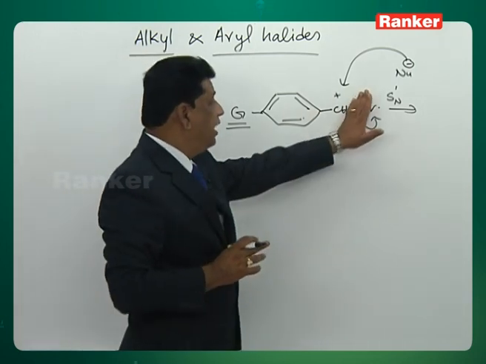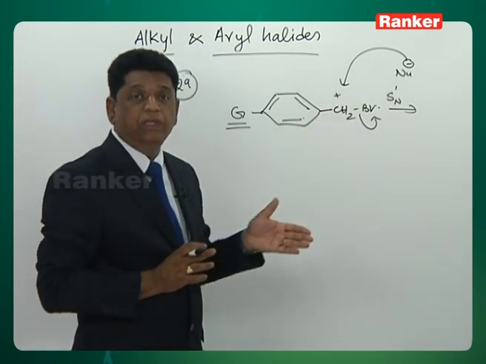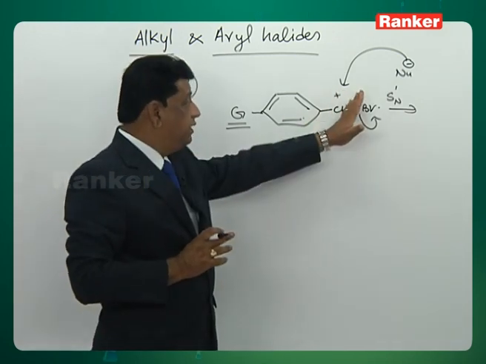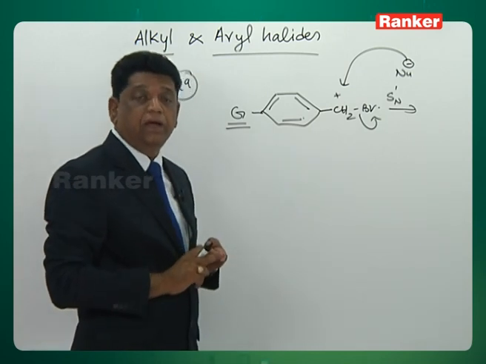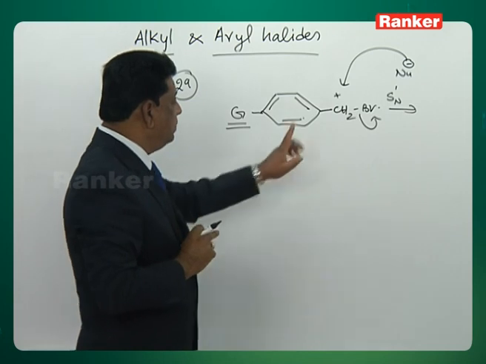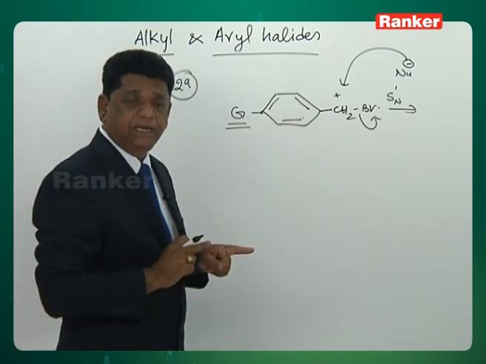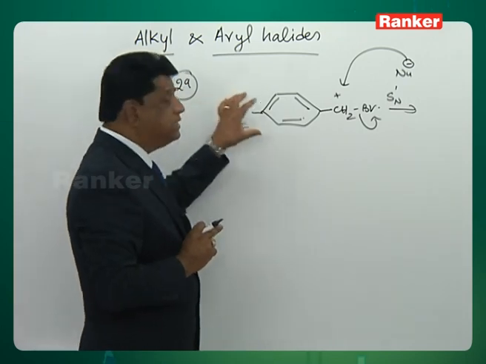But after the Br leaves, you get a carbocation as an intermediate after step 1. If the intermediate is stabilized, the reaction will be fast. So therefore, the more the stabilization of the carbocation, the faster the reaction. So let us see which group will stabilize.